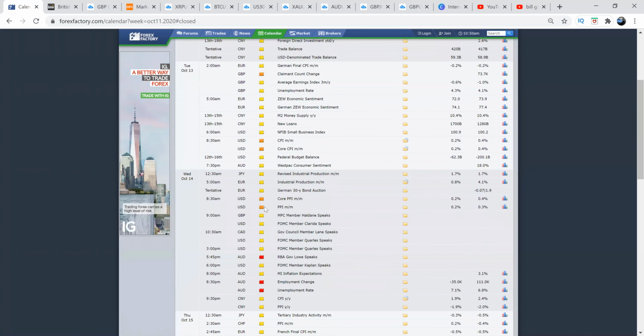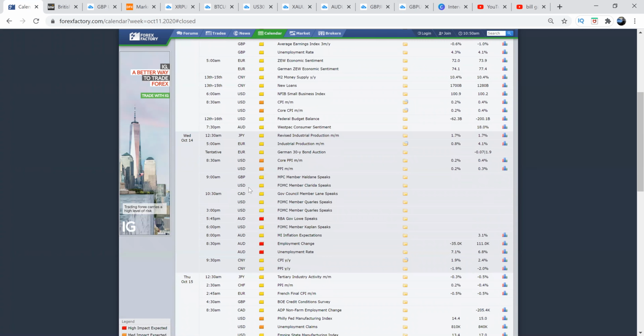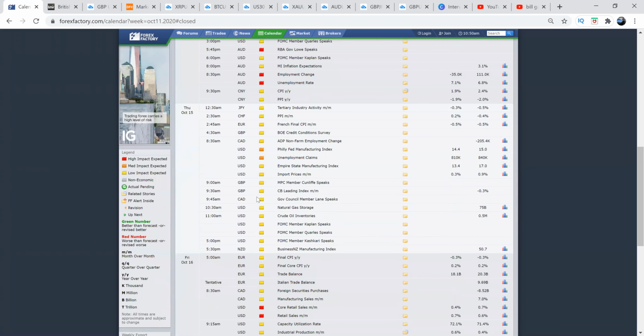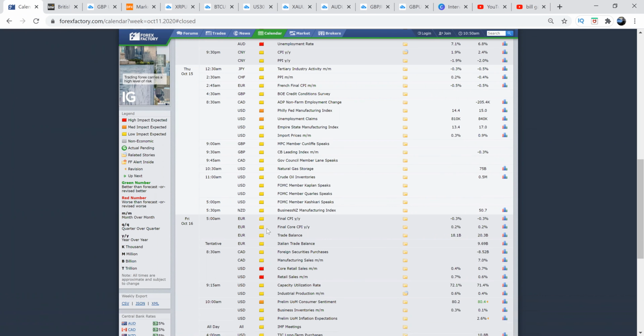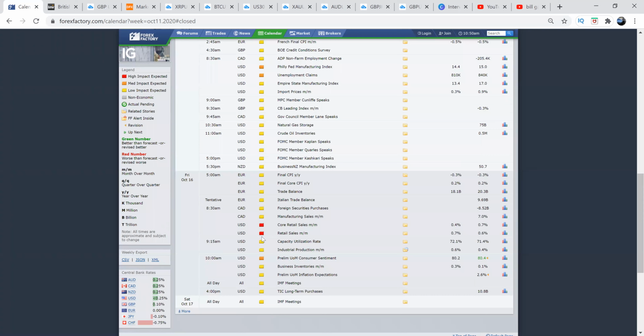GBP USD. The yellow folders are low impact, orange medium impact, and red high impact folders. And Friday's going to be a lot of impact for the USD pair.